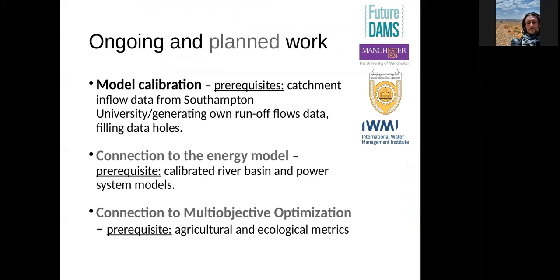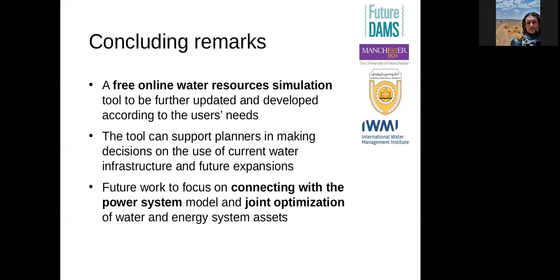The planned work that will resume soon is connection to the energy model. And for that, we require a calibrated river basin and power system models. And we also will be connecting the model to multi-objective optimization. And for that, we require some agricultural and ecological metrics, which will become objective functions of our multi-objective search.